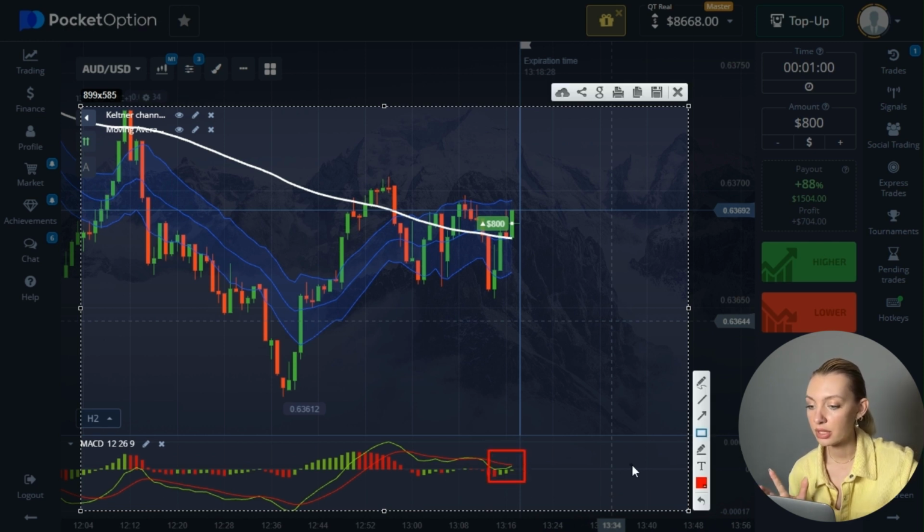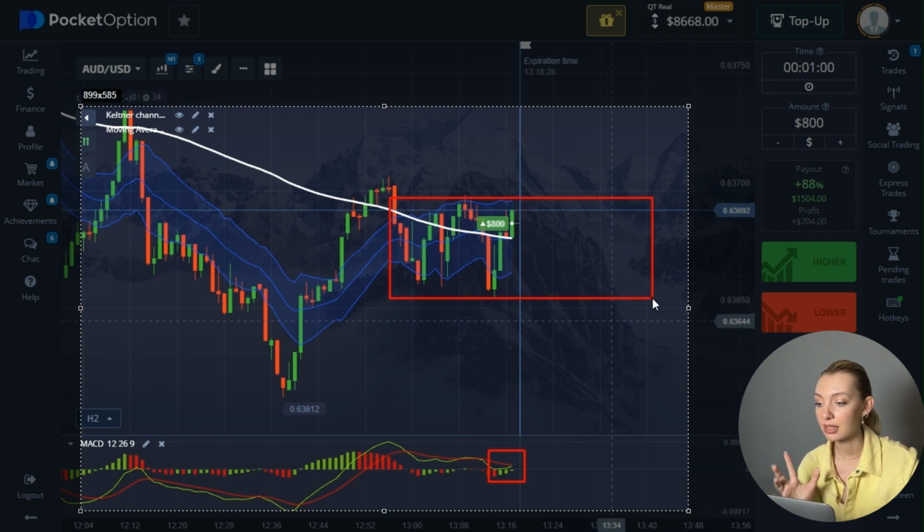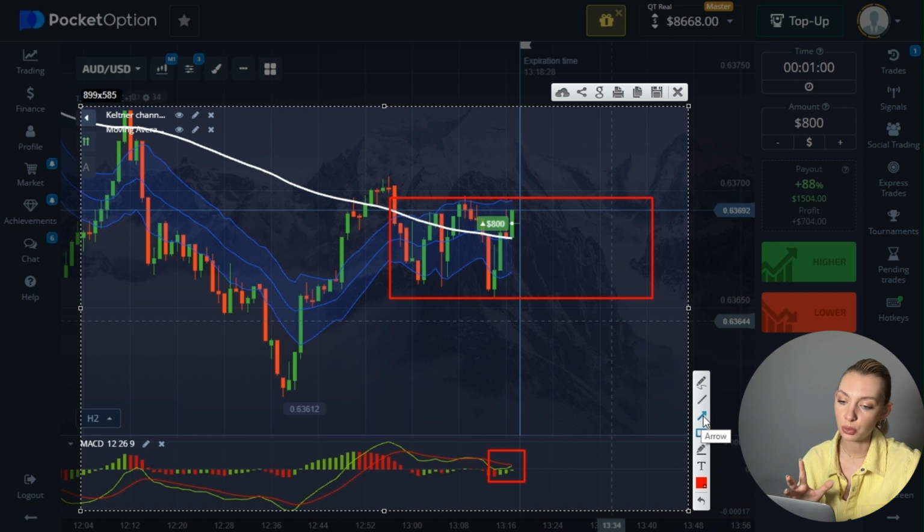We see that there is a pronounced crossing of the MACD indicator lines. The green crosses the red from the bottom up. This is a signal to grow. At the same time, the chart is moving sideways within this price corridor. Honestly, I opened the deal later than planned.